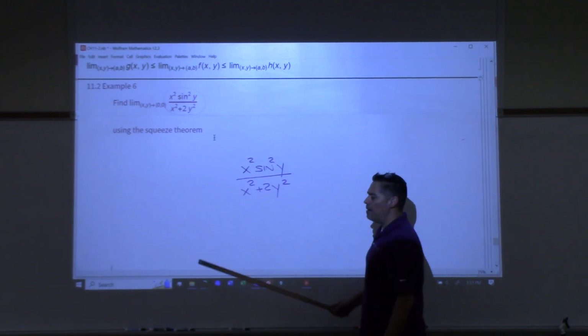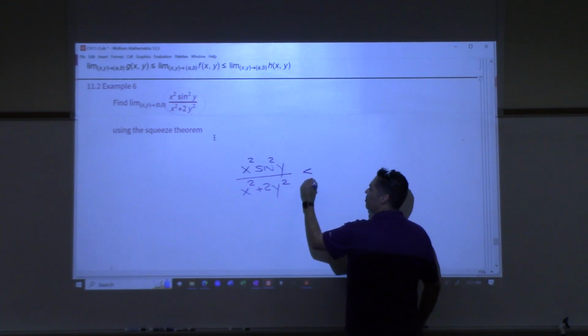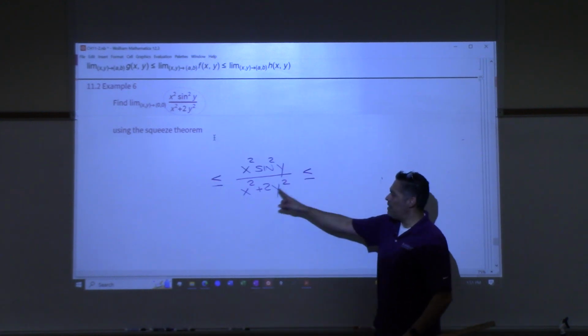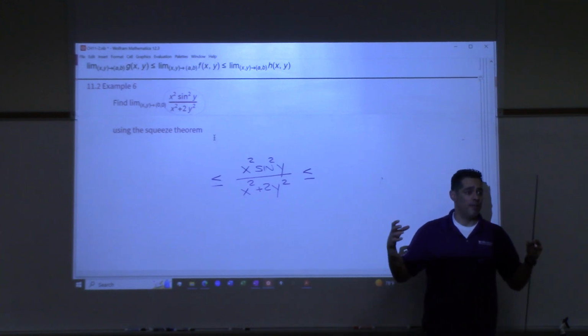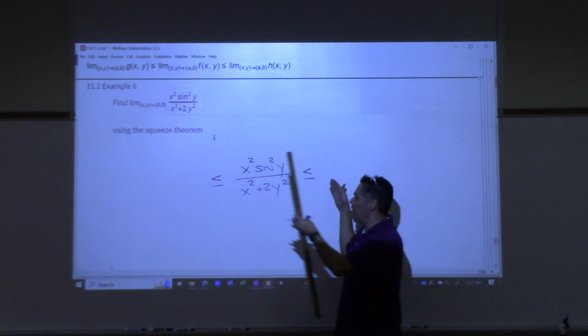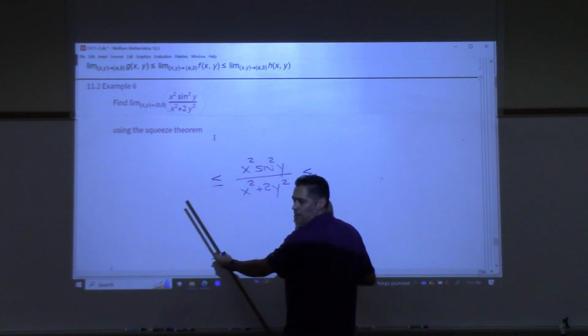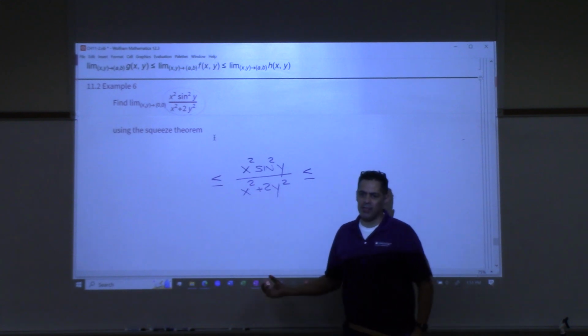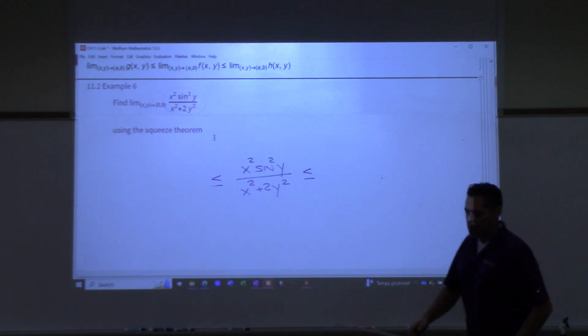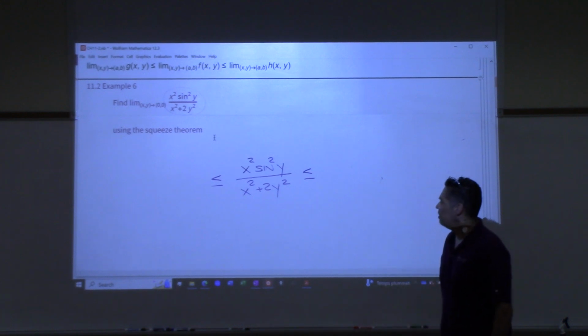And I'm going to try and set up a string of inequalities where I can somehow squeeze this function between two other functions. And then I'll take a limit and see if I can get the two limits on the outside functions to go to the same place. And if they do, then it squeezes this one in between. Let me do it first, and if you haven't seen it, then maybe it'll make sense after I finish it.